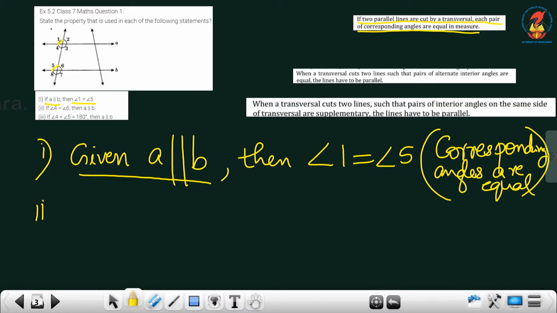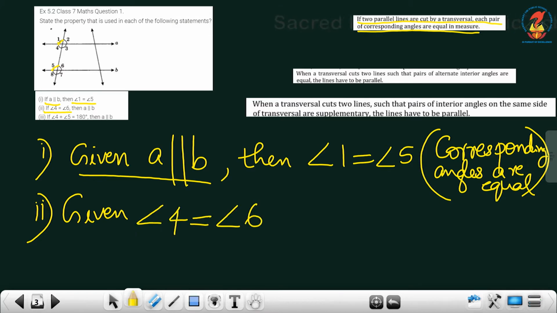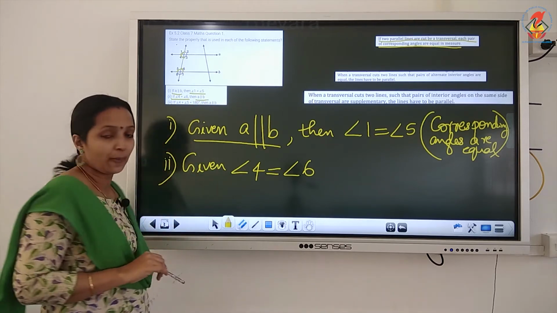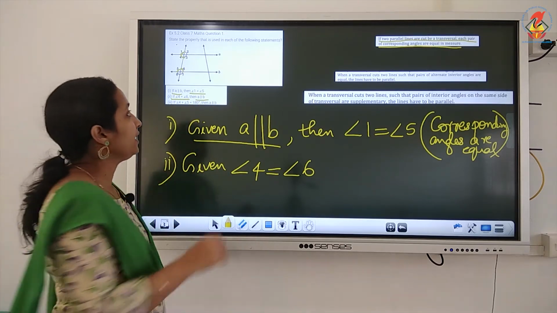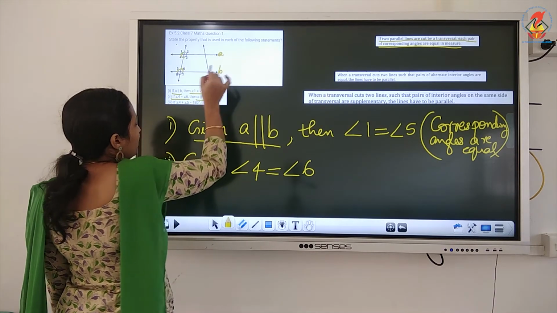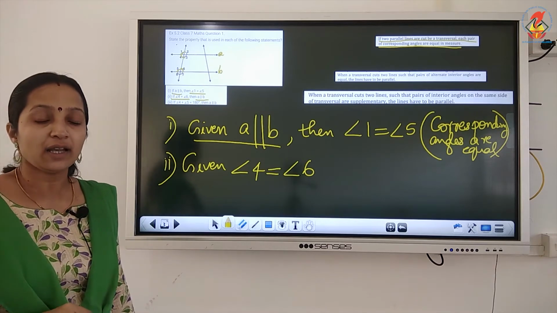Now, look at the second question. Given that angle 4 is equal to angle 6. This is angle 4, and this is angle 6. Angle 4 and angle 6 are equal, that is given in the question. We have to check whether A is parallel to B. This is line A and this is line B. We have to check whether these two lines are parallel.